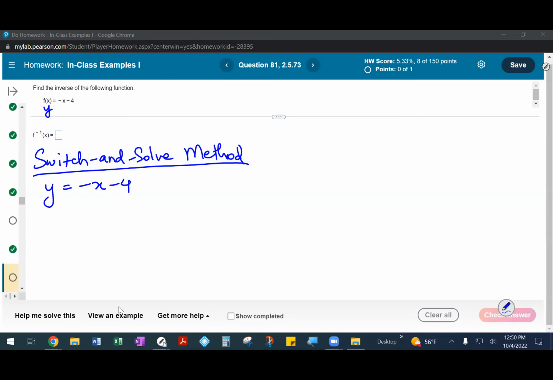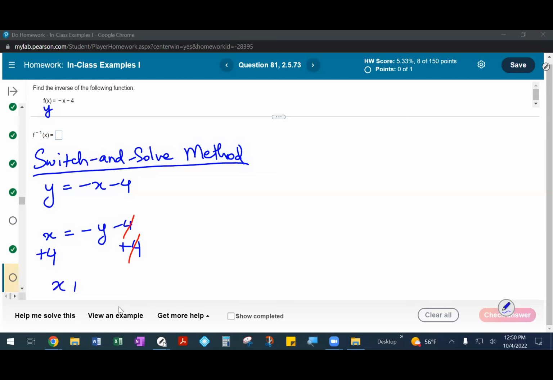Then this is where the switch comes in. So where you have y, replace it with x. Where you have x, replace it with y. And then all you are doing at this point is trying to get the y by itself. So we want to get the y by itself, move everything else to the other side. So we can start by adding 4, which of course will then cancel that out on the right hand side.